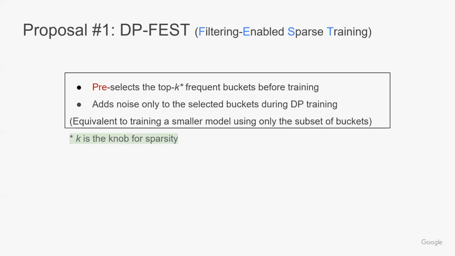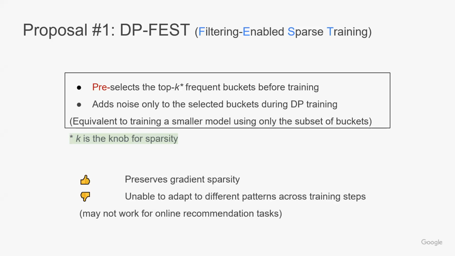Let's begin with the first proposal, which is a very intuitive one. We refer to it as DP-FEST, filtering-enabled sparse training, where we just pre-select the top K most informative buckets before training, and then only add Gaussian noise to the gradients of these selected buckets during training. This is actually equivalent to training a smaller embedding model using a subset of the vocabulary, and K here is enough for us to control sparsity. However, this method is not able to adapt to varying activation patterns across different training batches. This issue becomes particularly problematic if we are dealing with online tasks, where the data distribution changes over time.